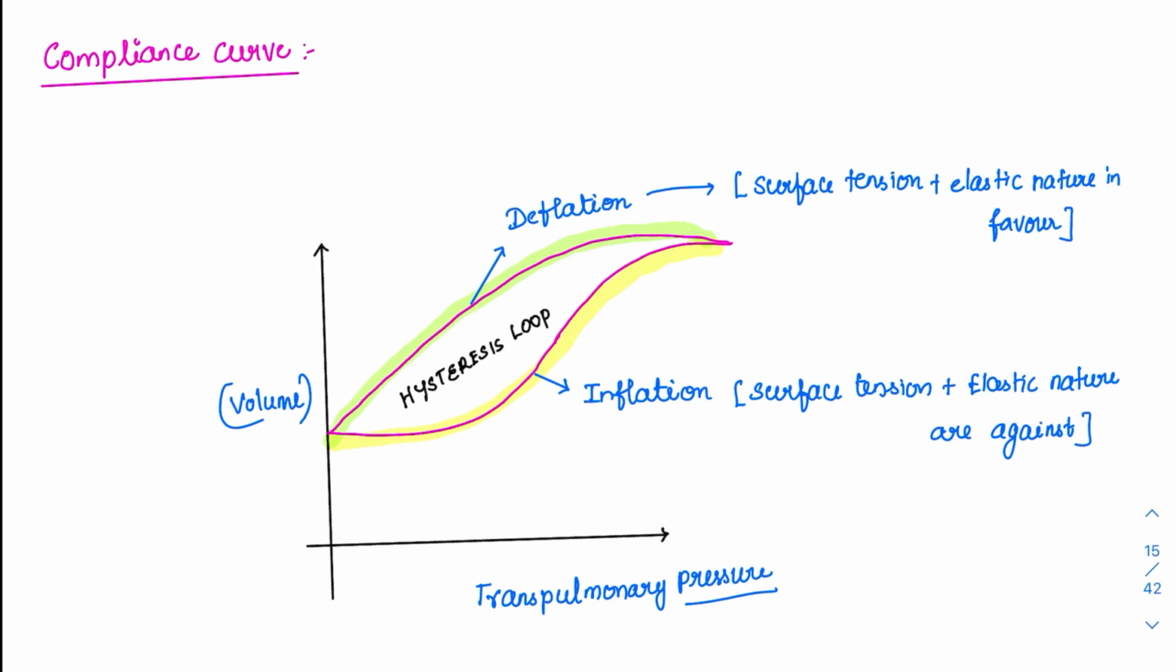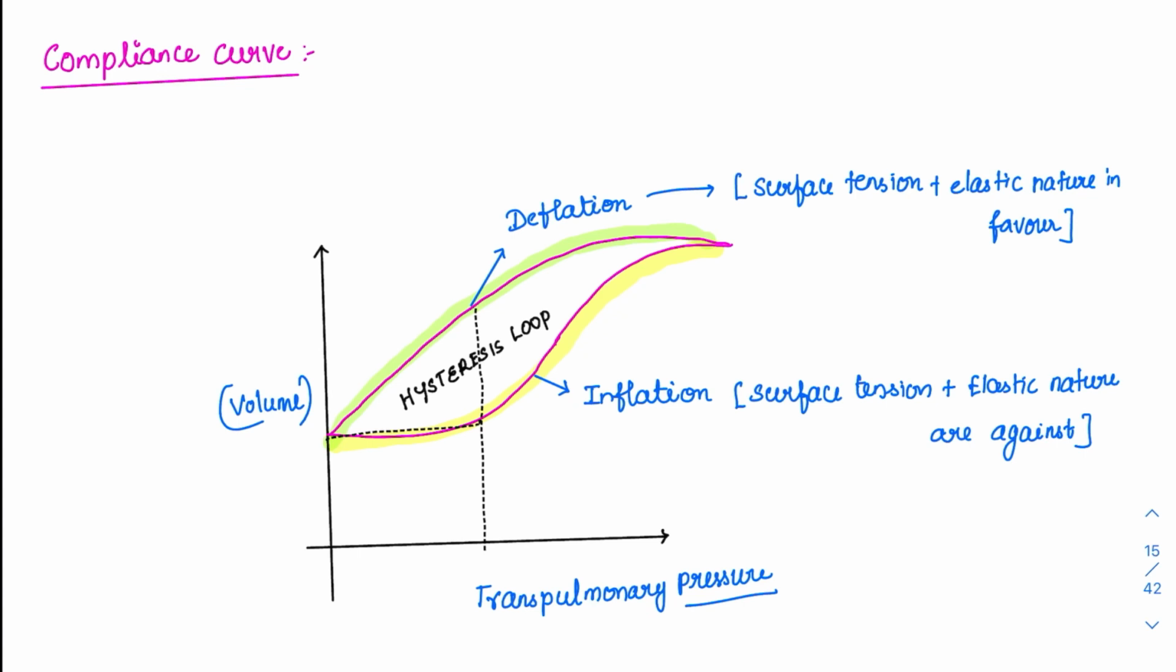We can observe one more thing here. At the same transpulmonary pressure, the compliance during inflation is lesser. For example, take this point, this is the volume at this pressure, and compare the deflation curve. The volume is more for the same transpulmonary pressure, meaning that the lung is having more compliance during deflation. So what is the reason behind this? This is the reason why this hysteresis loop, or the gap between them, is formed.